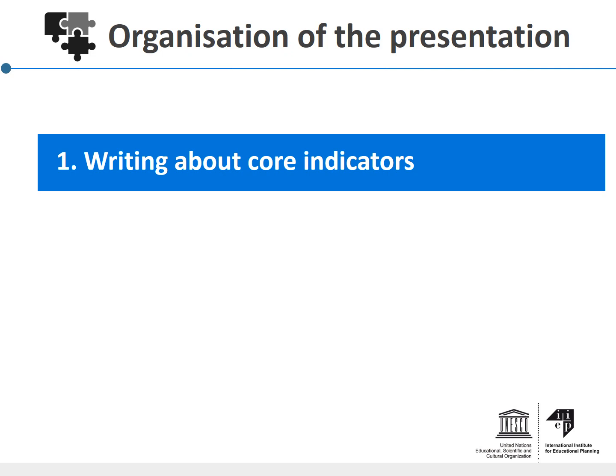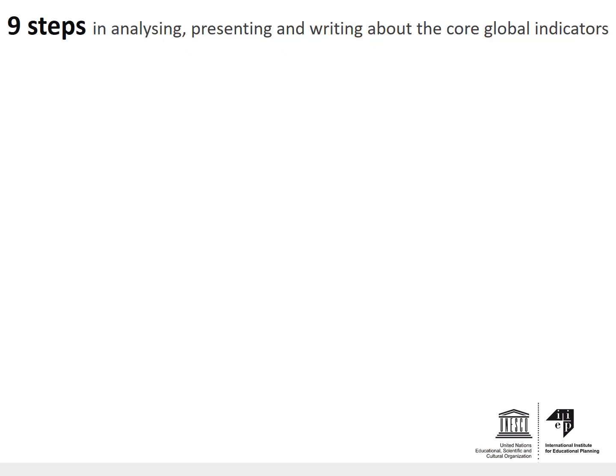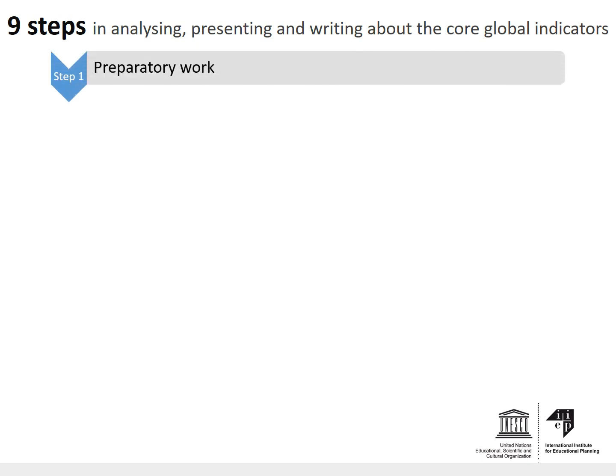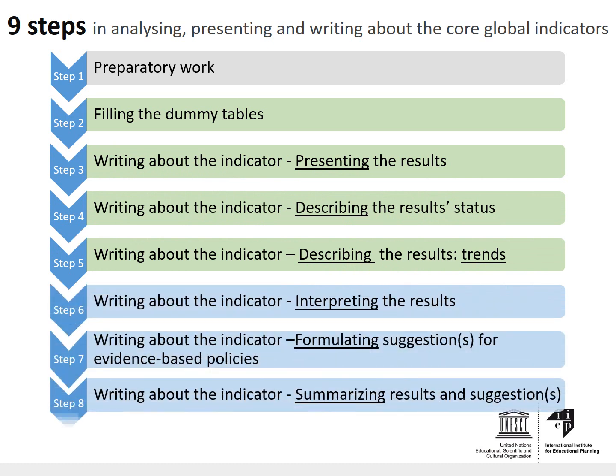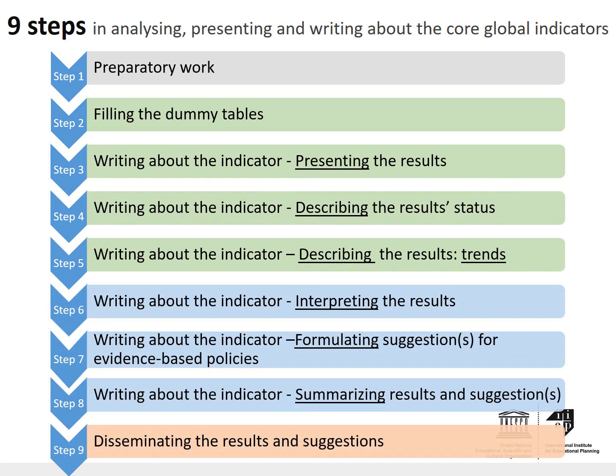First, let's see how to write about core indicators. To complete the whole writing process, it requires 9 steps in analyzing, presenting, and writing about the UNESCO core global indicators.